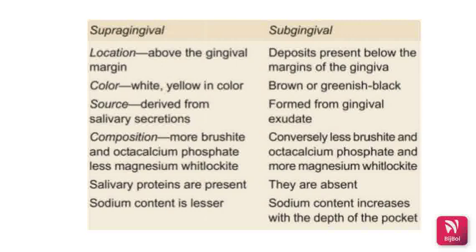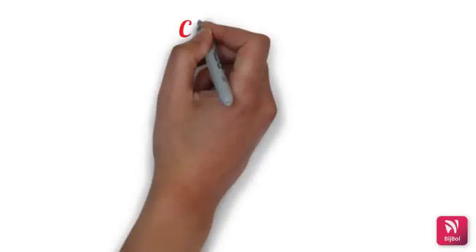Since the supragingival calculus derives its components from saliva, salivary proteins are present in supragingival calculus, whereas the subgingival calculus will not have the salivary proteins. The sodium content is less in supragingival calculus, whereas in the subgingival calculus, as the depth of the pocket increases, the sodium content also increases. Next, we will see the composition of the calculus.